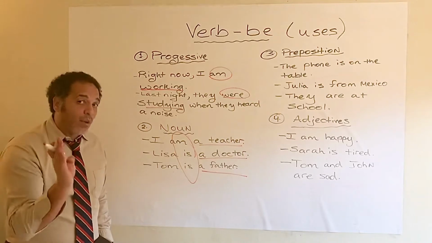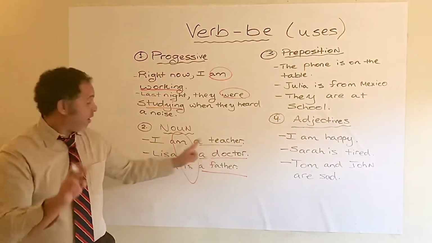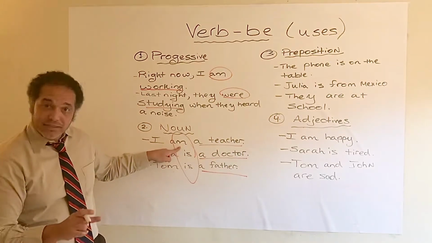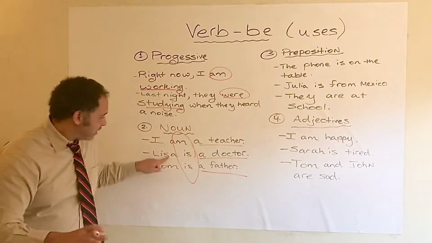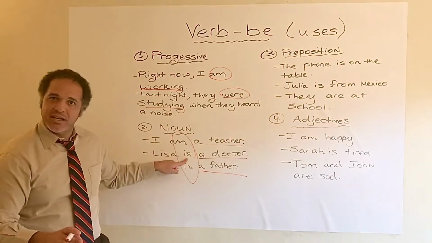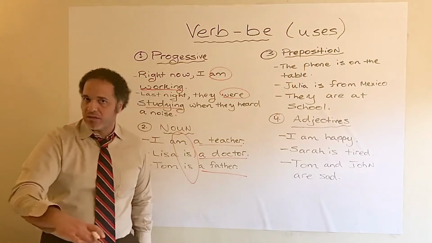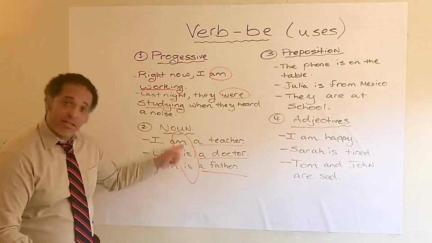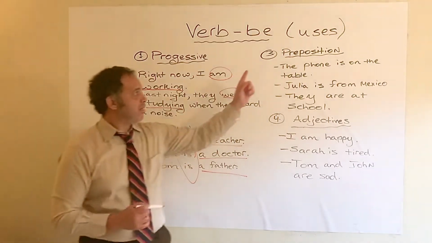Okay? Now, what is incorrect if you say I teacher? That's wrong. I am a teacher. Lisa, a doctor. Wrong. Lisa is a doctor. So, a common error when I'm teaching lower level classes is to forget the verb be. Make sure you include it.